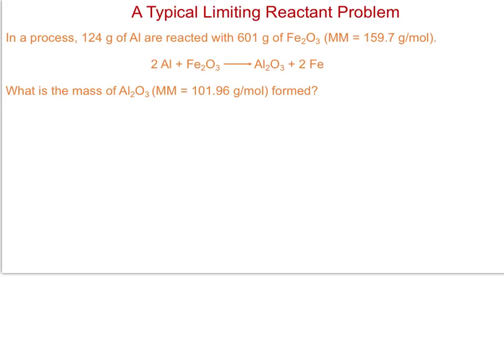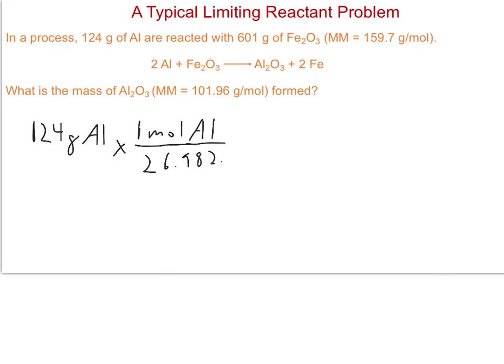So just, for example, if you watch the previous limiting reactant playlist, we determined that aluminum is the limiting reagent. Okay. But another way of doing the problem is if we start with our amount, 124 grams of aluminum, we convert it into moles, as we did previously. So 1 mole of aluminum weighs 26.982 grams.